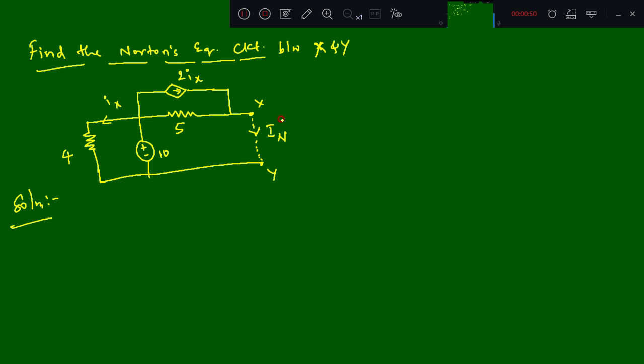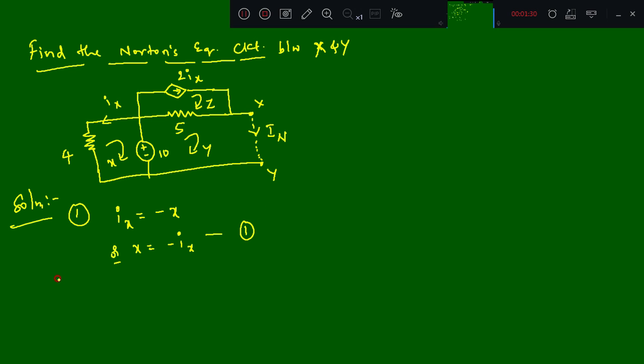Okay. So first step, I will assign the loop currents for this. This I will assign as X, here I will assign as Y, and here I will assign as Z. Then from the circuit diagram, we get that Ix is nothing but minus X, or X is nothing but minus Ix. So remember this first step.